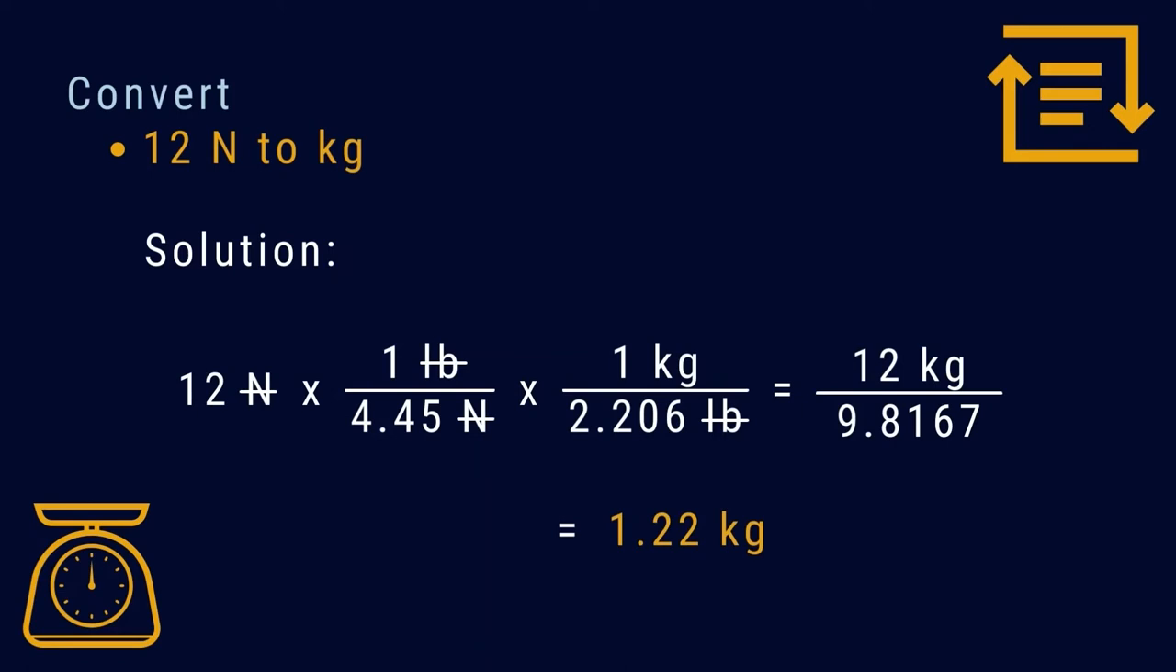To cancel the unit of newton, we'll multiply 12 by 1 pound over 4.45 newton. And since we're looking for kilograms, we'll multiply it by 1 kilogram over 2.206 pounds to also cancel the unit of pounds. Now, we will divide the product of 12 multiplied by 1 and 4.45 multiplied by 2.206 to get the final answer of 1.22 kilograms. Therefore, in 12 newtons, there is 1.22 kilograms.